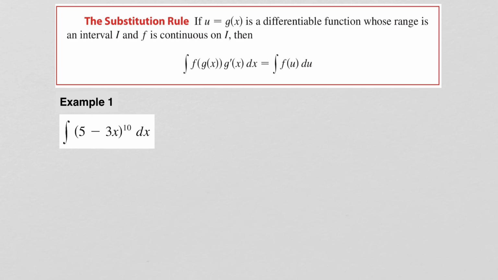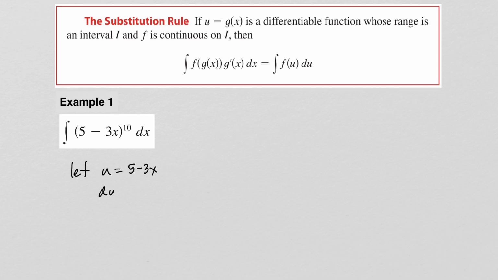Here we have the integral of 5 minus 3x to the 10th power. One way to do this is you could multiply 5 minus 3x by itself 10 times. And you actually could do this, but it would take a lot of work and a lot of time to do that. So instead, what I'm going to do is let u be the function 5 minus 3x.